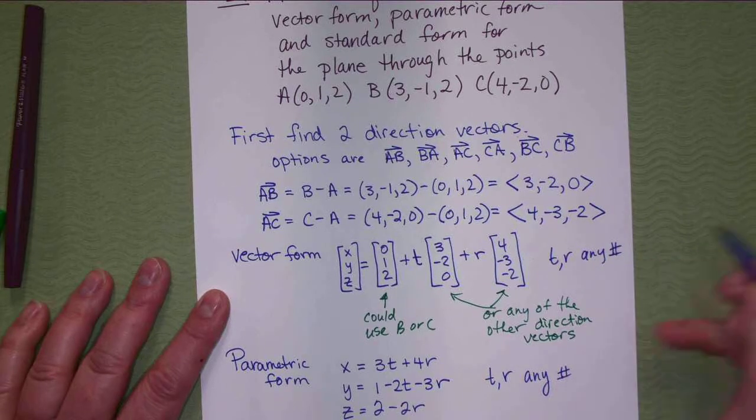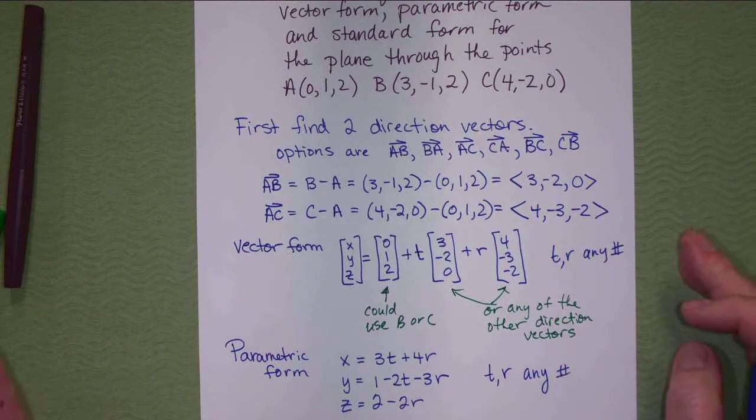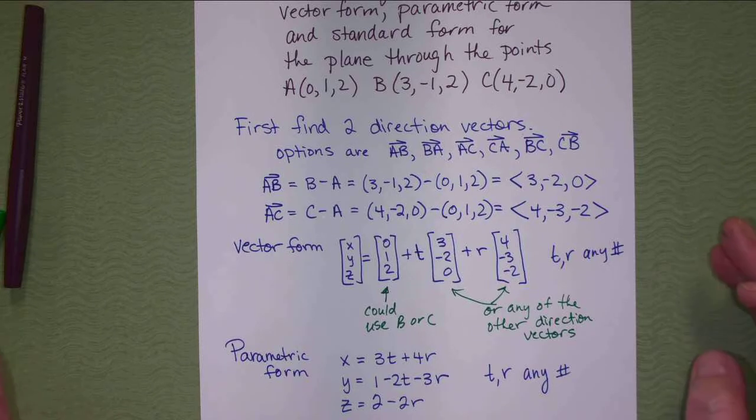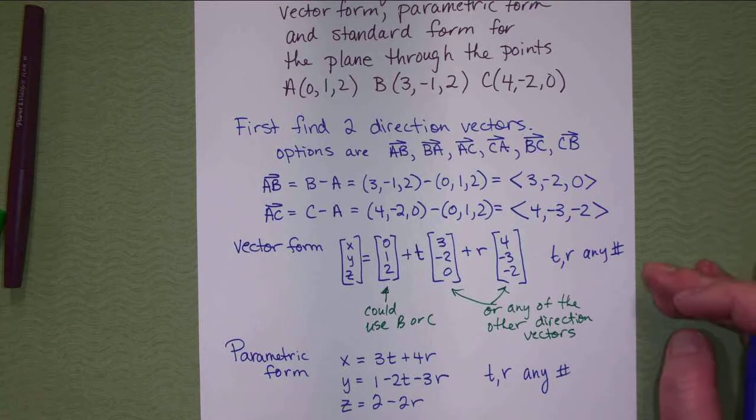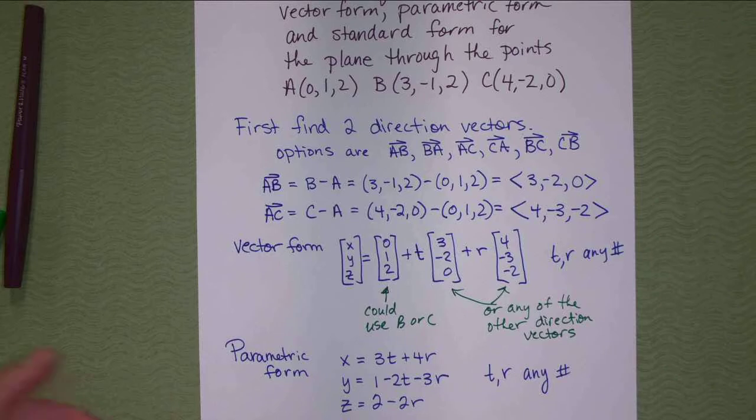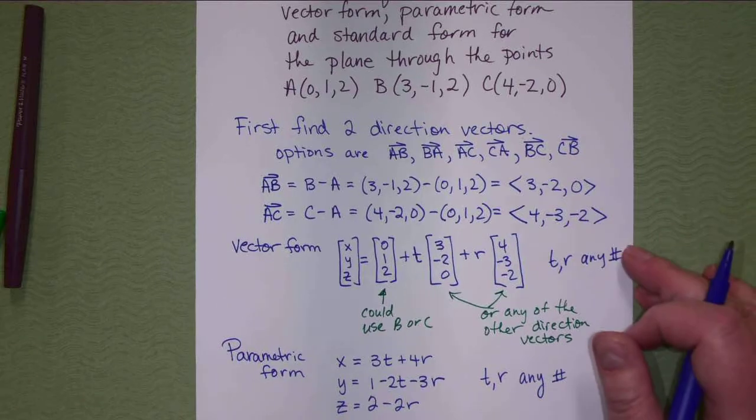So what if you needed to find another point on the plane? What would you do? Plug in T and R, and they could be anything. They could be the same two numbers, or different numbers, or both zeros, or both ones, or one 100 and the other one 0.5. It doesn't matter. Any R and T. They can be any value.